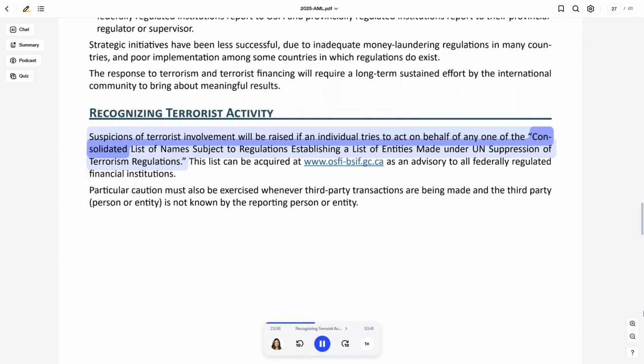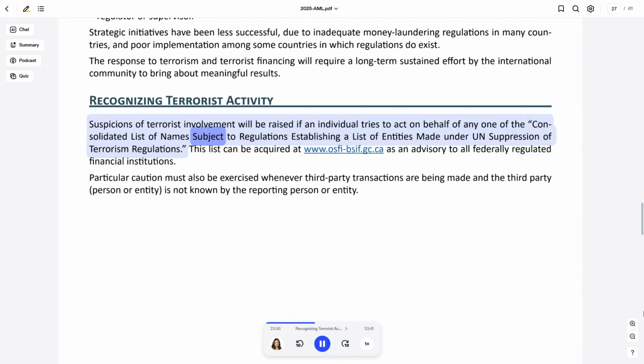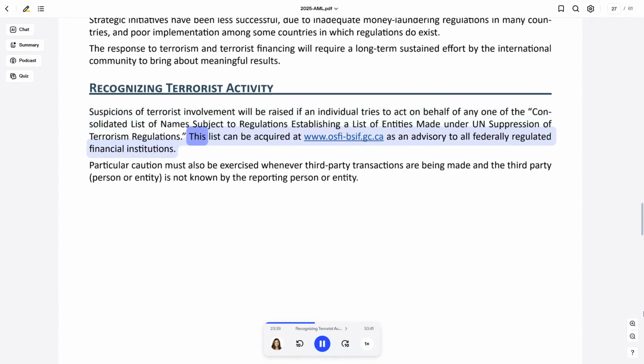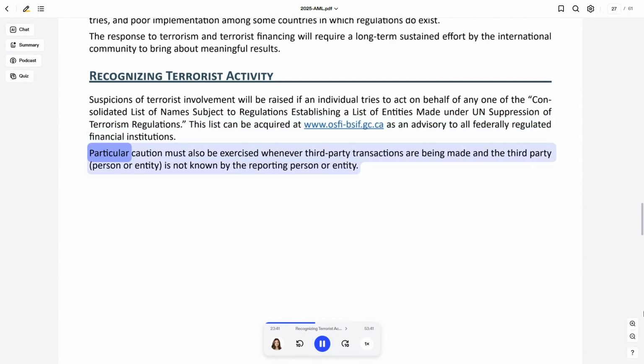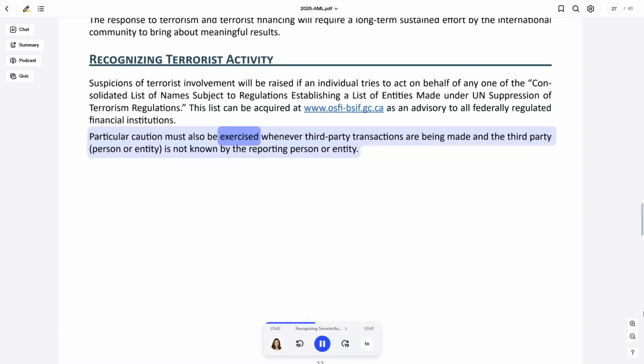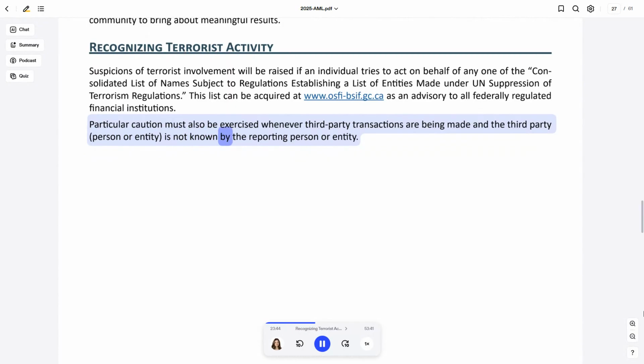Recognizing terrorist activity. Suspicions of terrorist involvement will be raised if an individual tries to act on behalf of any one of the consolidated list of names subject to regulations establishing a list of entities made under the UN's suppression of terrorism regulations. This list can be acquired at www.osfi-bsif.gc.ca as an advisory to all federally regulated financial institutions. Particular caution must also be exercised whenever third-party transactions are being made and the third-party person or entity is not known by the reporting person or entity.